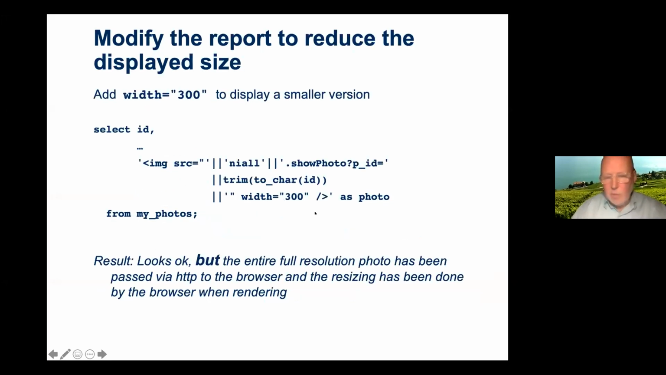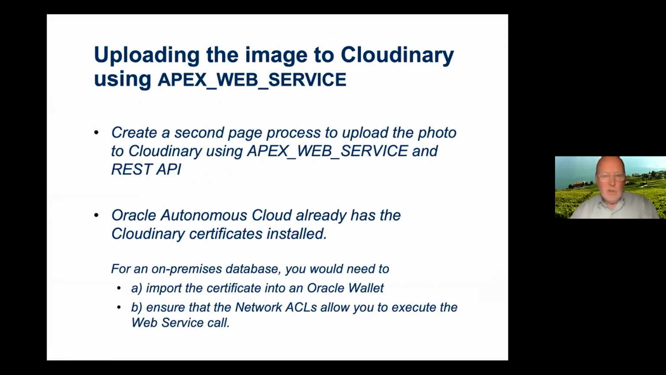So adding width equals 300 is not a good way because the full resolution has been passed. We don't want to pass the full resolution just for a thumbnail. So the idea then was to work with Cloudinary. So create a second page process that would upload the photo to Cloudinary using Apex Web Service and REST API. So we're very lucky that the Oracle Autonomous Cloud already has the Cloudinary certificates installed. But if you are doing this on an XE or on an on-premises database, you'll need, first of all, to import the Cloudinary certificate into an Oracle wallet, and also you want to make sure that all your network ACLs are configured to allow you to make the web service call.